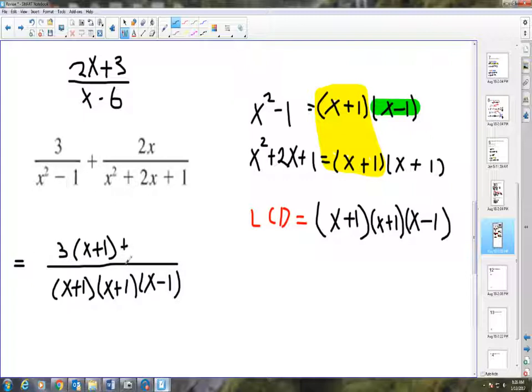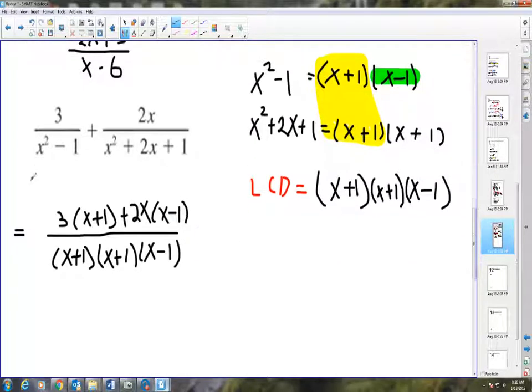Alright, plus 2x times. What does the LCD have that the second denominator does not have? Second denominator is missing an x minus 1. So that's how many times my second denominator will go into the LCD. X minus 1 times. Alright, so now I'm just gonna simplify my numerator.